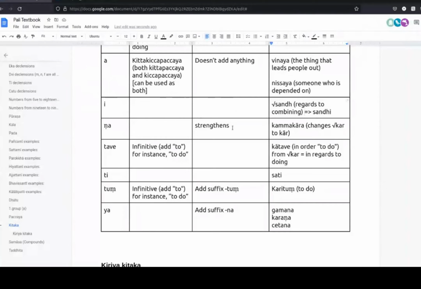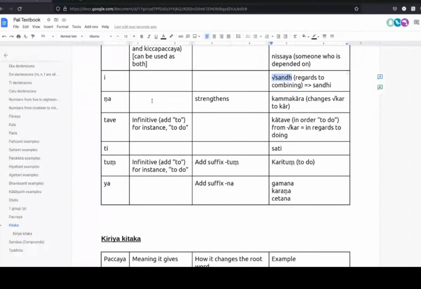So we did the best we could. I'm grateful that they put this down. But I think this is sand, actually. I'm not sure what the root is. You can look it up. Anyway, the outcome is that this is how you get sandhi. Not an important thing to learn, really.